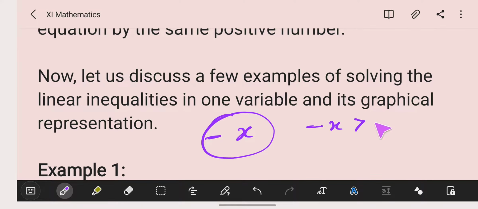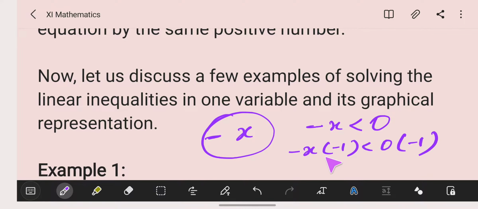Suppose minus x is more than 0, which is not possible. Suppose minus x is less than 0. If I want to make x positive, you multiply both sides by minus 1. So minus x into minus 1, less than 0 into minus 1. Remember, whenever you multiply a negative number to both sides of an inequality, the sign gets reversed. So in place of the less than sign, it becomes a more than sign. That becomes positive x is more than 0.